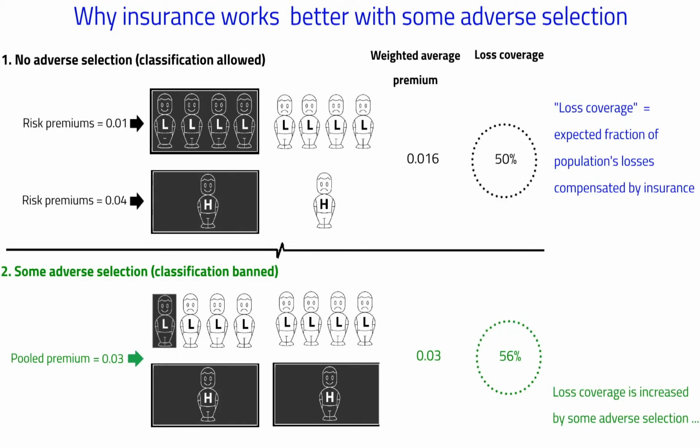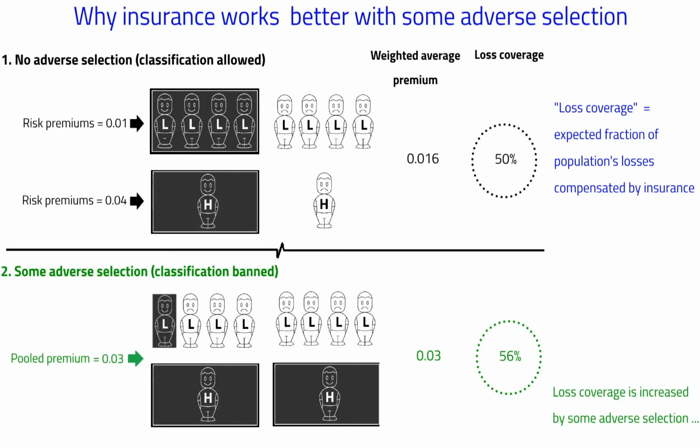Now remember that loss coverage is a measure of how well the insurance system is working for society as a whole. Other things equal, more loss coverage is better than less. And so if you accept that measure, you reach the rather surprising conclusion that insurance works better with some adverse selection. Now you may think that conclusion sounds obviously wrong, but if so, I think you need to explain where my arithmetic is wrong.